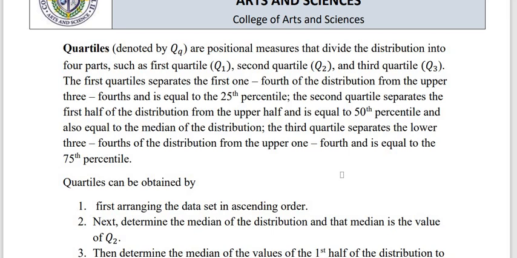So, quartiles is just the same with percentile. Okay? So, it is denoted by Q sub Q, and are positional measures that divide the distribution into 4 parts, such as first quartile, second quartile, and third quartile. Kung magtataka kayo, ma'am, bakit hanggang third quartile lang siya? Pero sabi ninyo, hinati si quartile or ang ating data set sa 4.